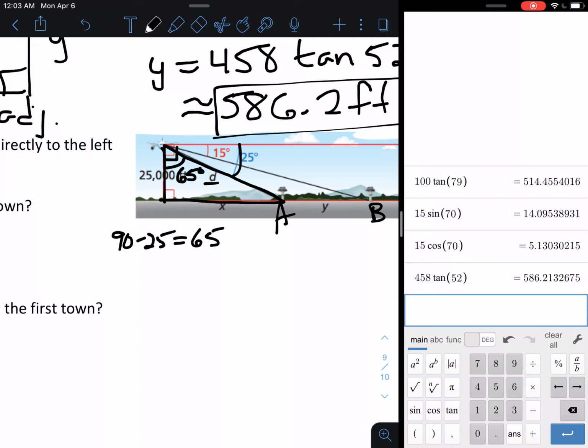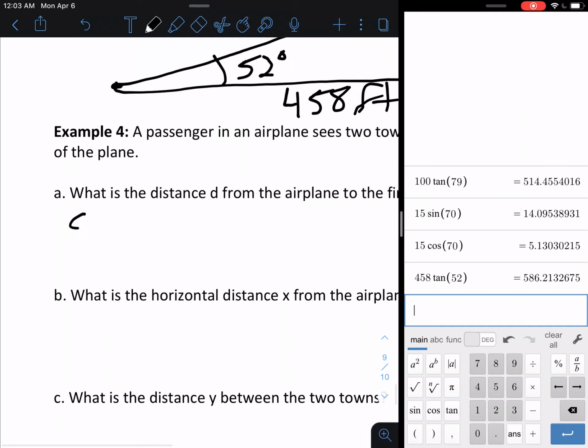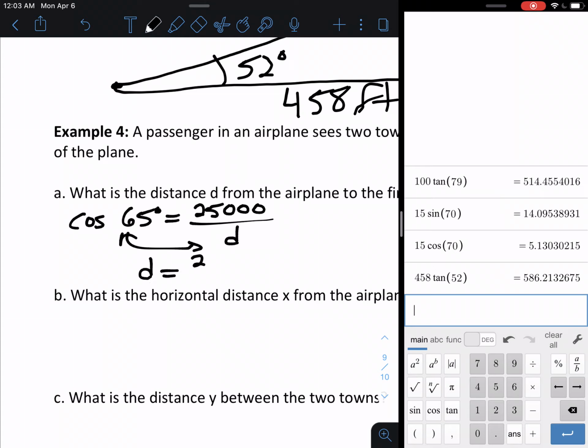So this angle up at the top would be a 65-degree angle. Looking at what we want to find in relation to that 65-degree angle, we've got 25,000 as the adjacent side. D is our hypotenuse. So adjacent and hypotenuse, we're going to set this up using cosine. The cosine of our 65-degree angle is equal to our adjacent side, 25,000, divided by our hypotenuse, D. And remember, anytime you've got that variable in your denominator, you can solve by doing that quick switch. So D is equal to 25,000 divided by the cosine of 65 degrees.